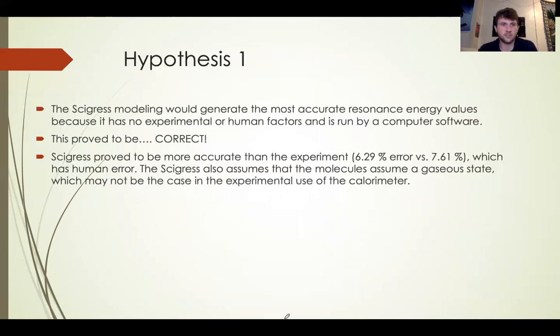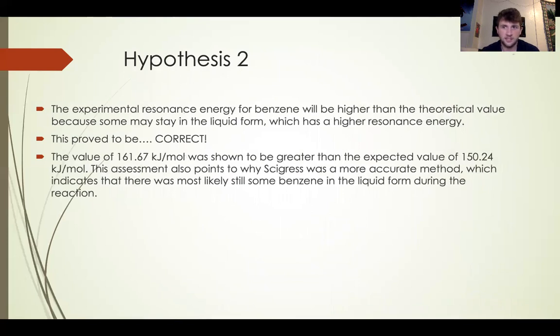So the first hypothesis, Sigres did prove to be the most accurate, provide the most accurate resonance energy value. The experiment has human error. Sigres also assumes that the molecule is in a gaseous state, which you cannot perfectly have in experimentation. Whenever you're looking at the second hypothesis, the experimental resonance energy for benzene should be higher than the theoretical. That also proved to be correct. I think it just proved that some of it stayed in the liquid form, which has a higher resonance energy. Also shows why Sigres was a more accurate method.